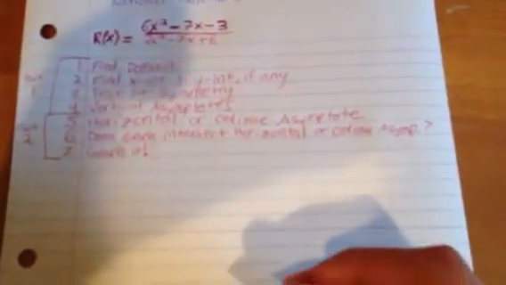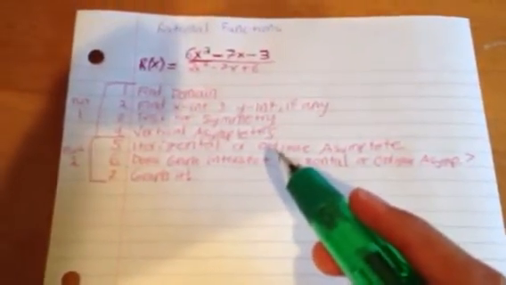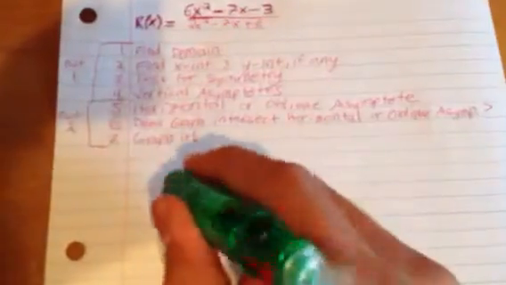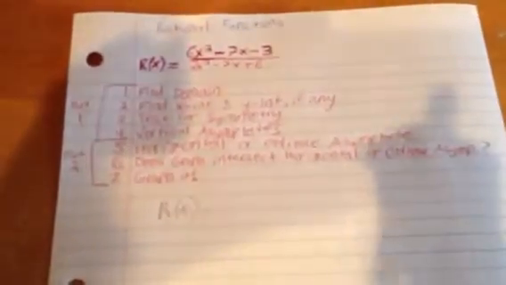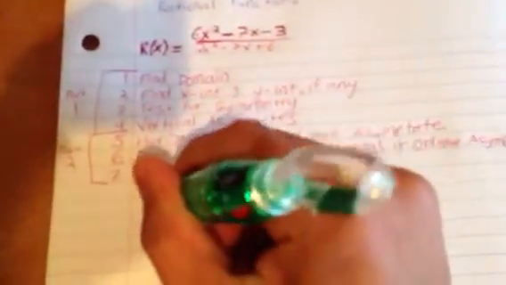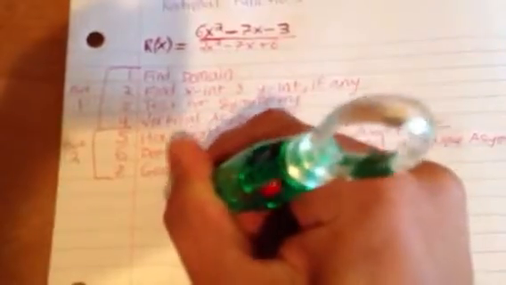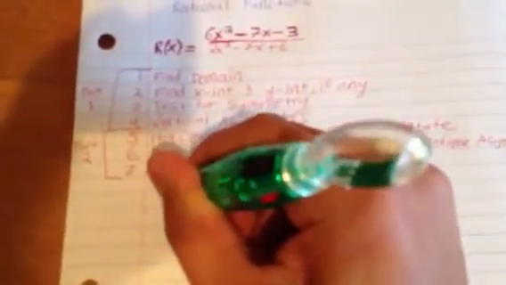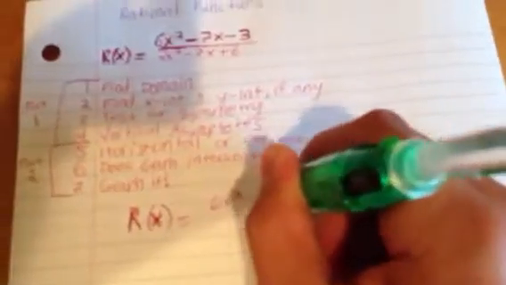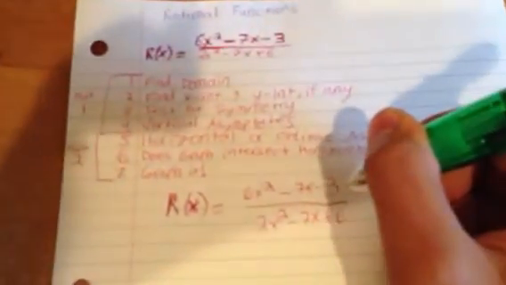So before you find the domain or any of these things right here, what you want to do is to try to simplify it if you can. So let me rewrite this function. This is r of x, by the way. For whatever reason, the black pen's not working. So r of x is equal to 6x squared minus 7x minus 3 over 2x squared minus 7x plus 6. And what I mean by simplify is, can we factor this?